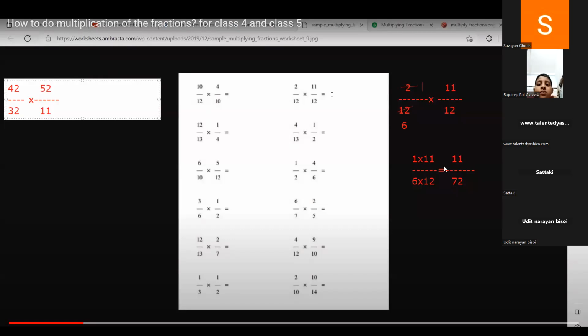Ma'am, is 5 an odd number? Yes, 5 is an odd number because it cannot be divided by 2. Any number which cannot be divided by 2 is an odd number. And any number which can be divided by 2 is an even number. It's very simple. Odd and even are very simple, beta.